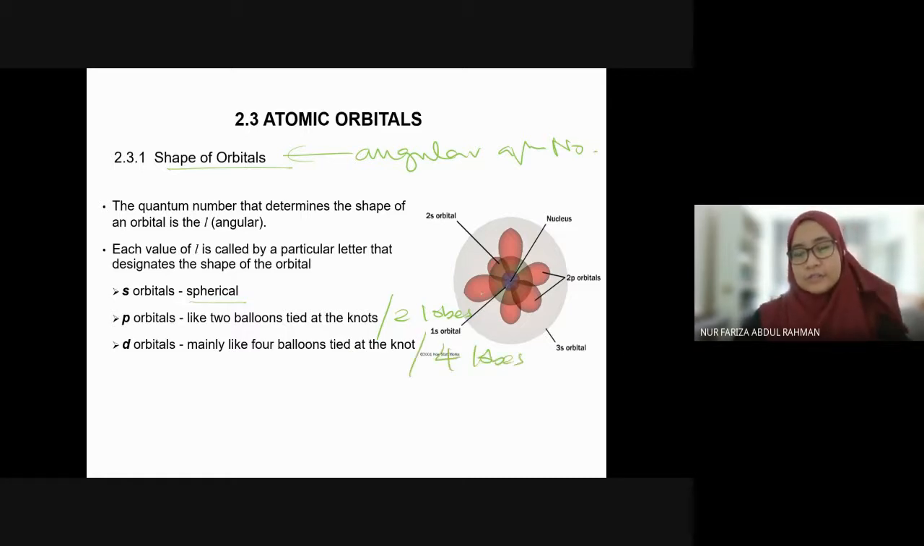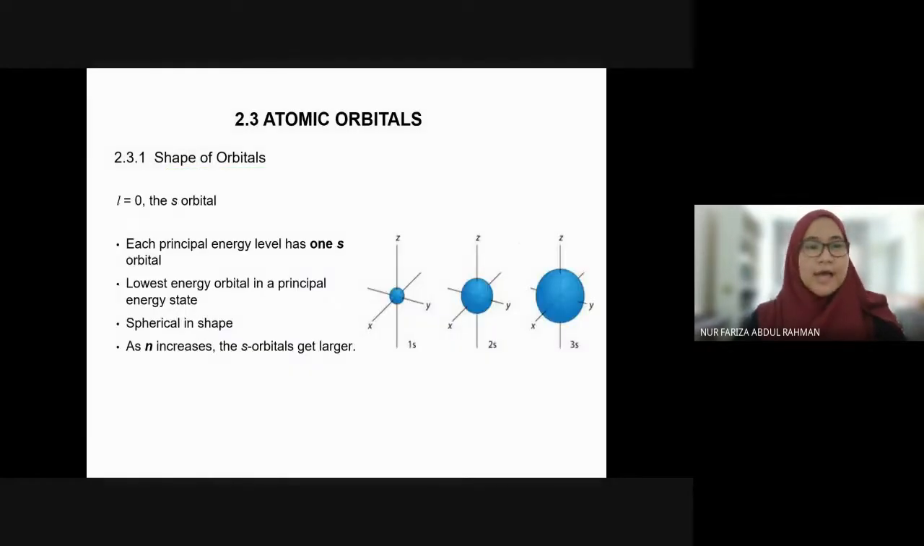So this is what I meant just now. We have s, p, d, and then f. What happens when they combine? What we see will be the spherical shape of the atom. We already talked about this the other day. So L equal to 0 is the s orbital.